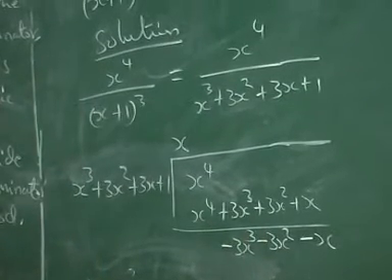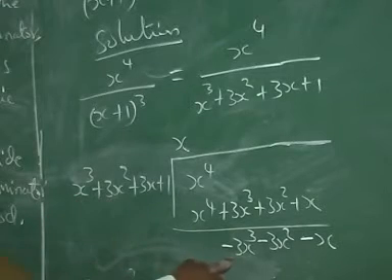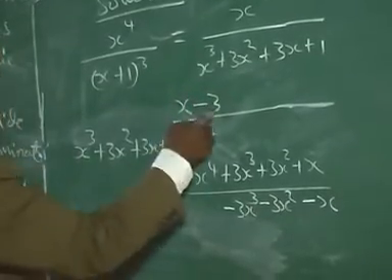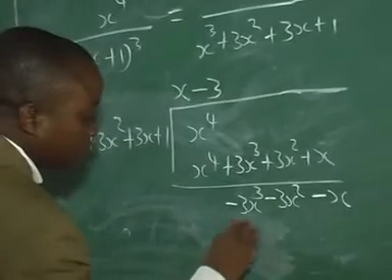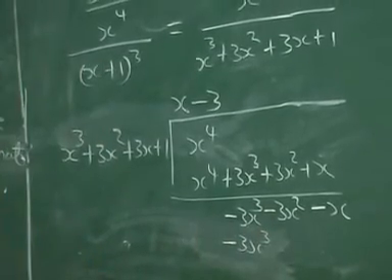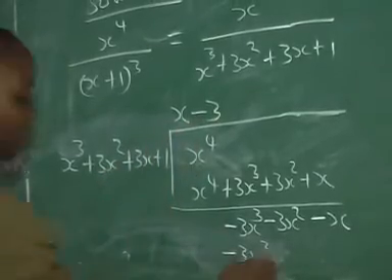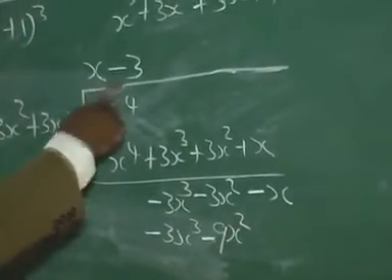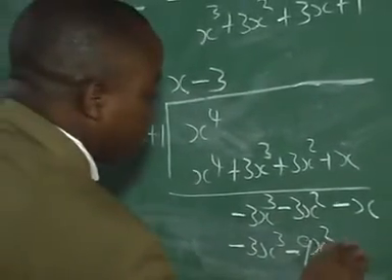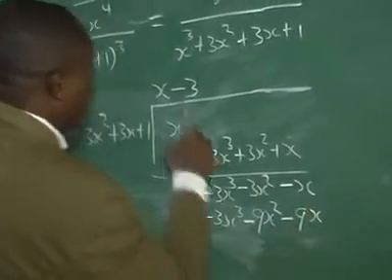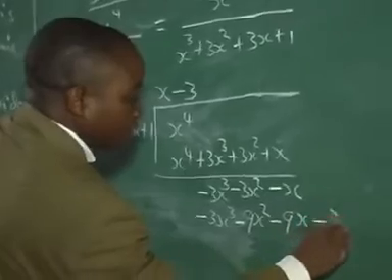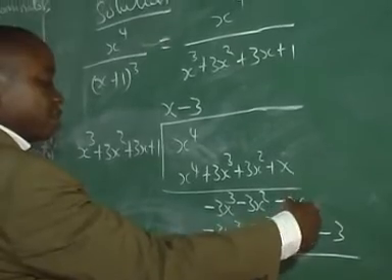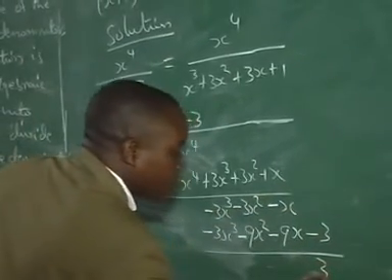Now we can divide again. Minus 3x cubed divided by x cubed will give us minus 3. Minus 3 times x cubed will give us minus 3x cubed. Okay. So minus 3 times 3x squared will give us minus 9x squared. Minus 3 times 3x will give us minus 9x. Minus 3 times 1 will give us minus 3. Now we can subtract again. The same thing happened here. There's 0, so 0 minus minus 3 will give us plus 3.